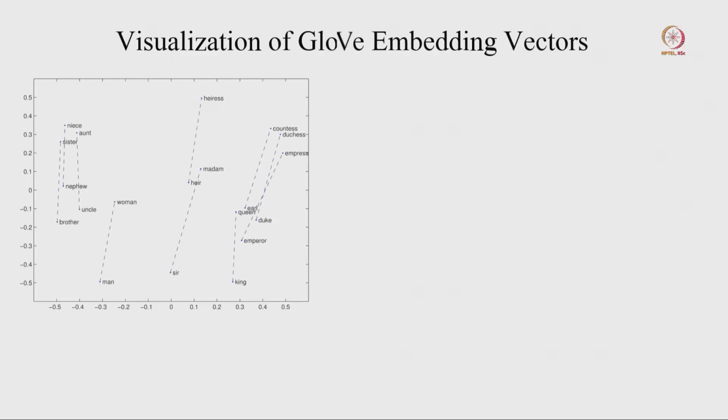Okay. Now, we will see the visualization of GloVe embedding vectors. So, how do they look in the vector space? Here, this is a picture where the visualization of the GloVe embedding vectors is shown, and if you look, there is a pattern.